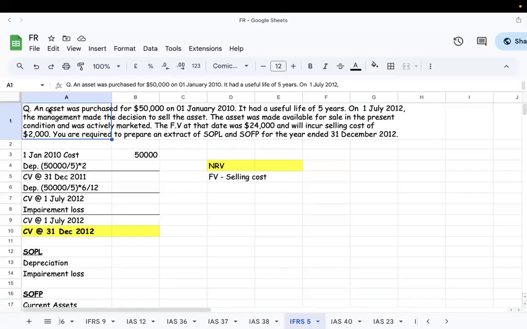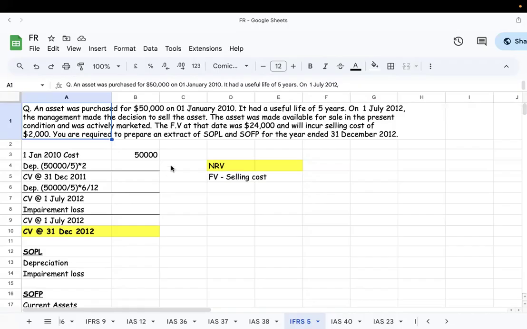So it says that the asset was purchased for 50,000 on 1st January 2010. And after the whole of 2010, the whole of 2011, and 6 months of 2012, they decided that they're going to sell it off, right? So it is 2.5 years. At that time, they decided to sell.